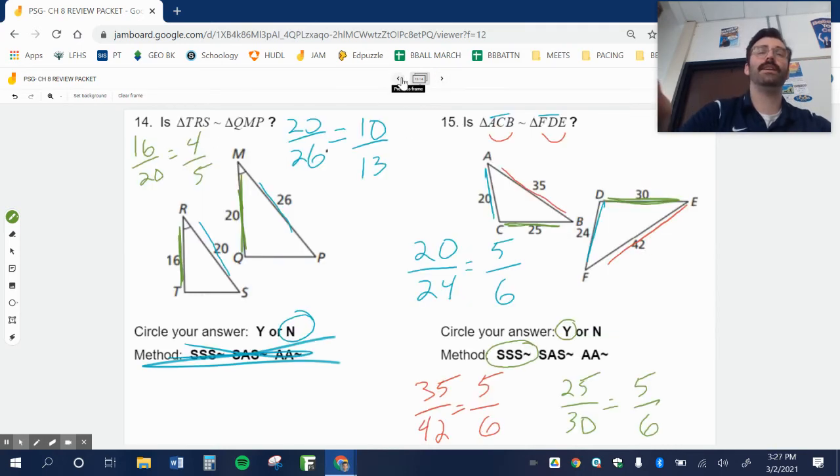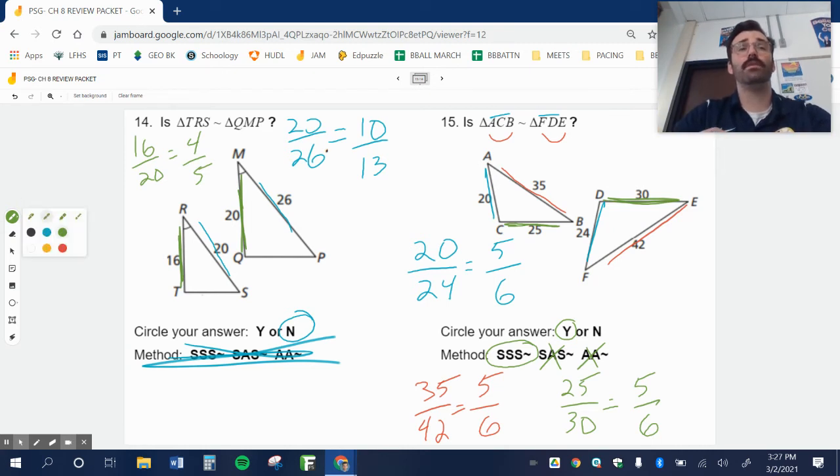You should also recognize right away, I forgot to say with this last problem, there are no angles in here, and so I cannot use the last two. The only possible answer is side, side, side for that one.